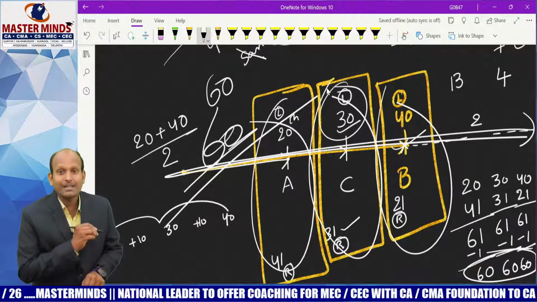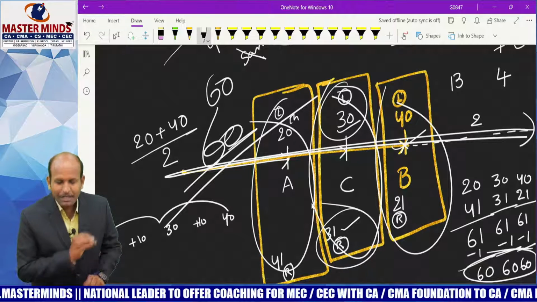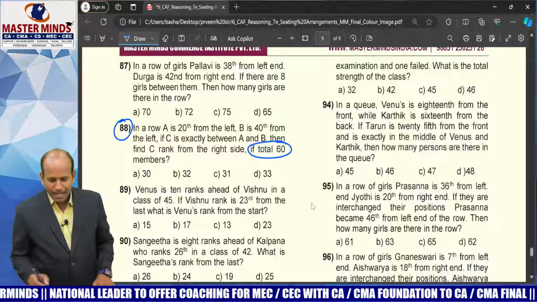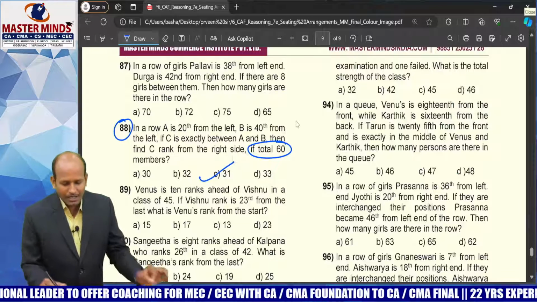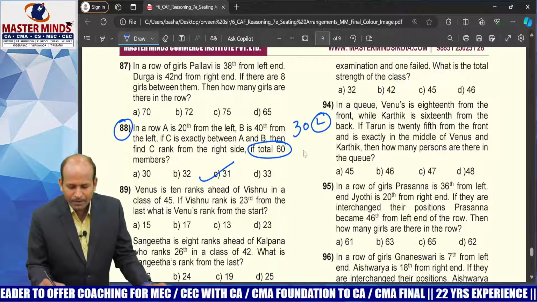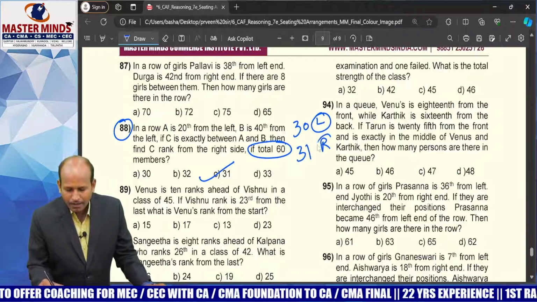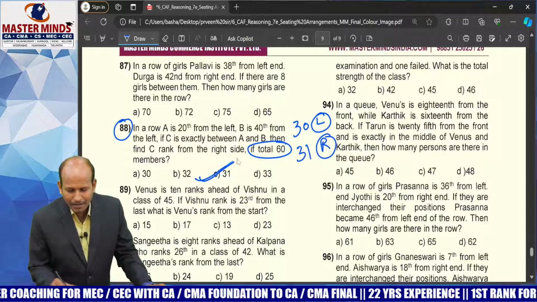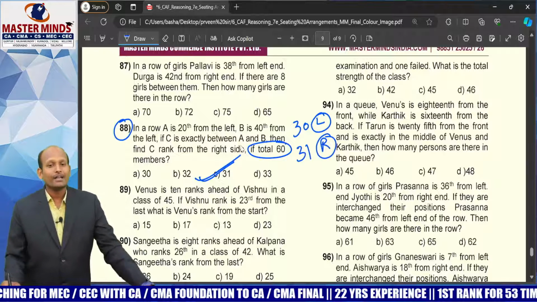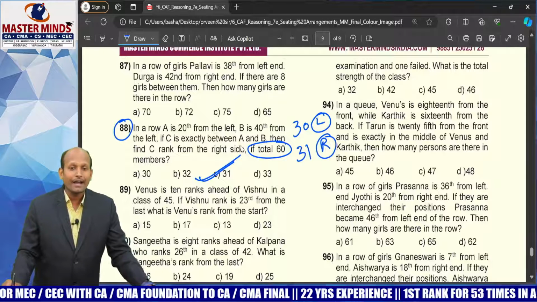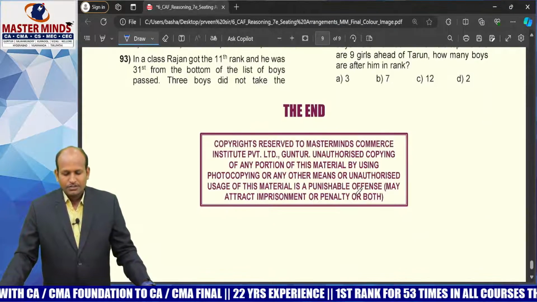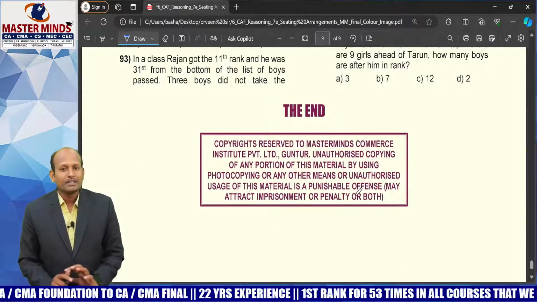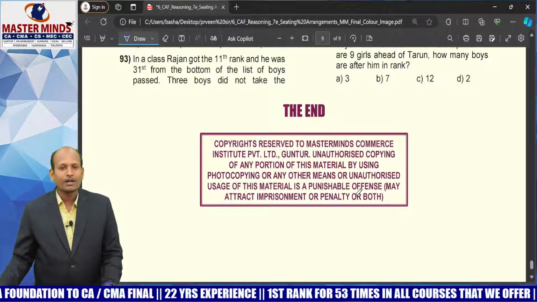Then C is 30 from the left, 31 from the right side. They are asking what is C's rank from the right side? C is 30 from the left, 31 from the right. But they are asking the right side rank, no? That's why your answer is 31 from the right side. So this is an explanation for this seating arrangement. I hope all of you understand this one.